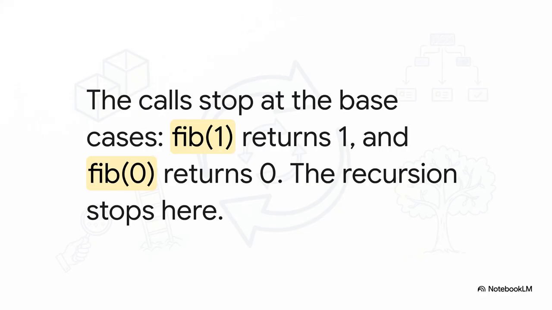And finally, we hit rock bottom, but in a good way. This is where our stop signs, our base cases, kick in. By definition, we know that fib of 1 is 1 and fib of 0 is 0. There's no more math to do. The chain reaction stops here, and we can finally start getting some real answers.